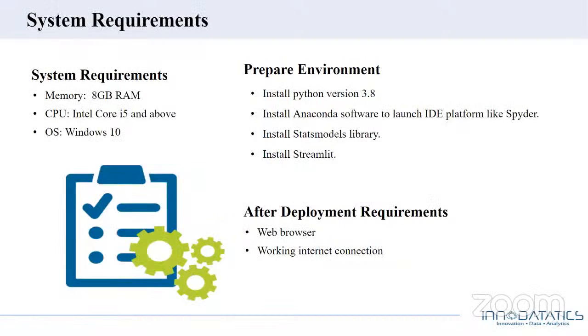For processing the data we need a system with minimum 8 GB RAM memory, a minimum Intel Core i5 processor, and a Windows 10 operating system. To prepare the environment for developing our code, we need to have Python version 3.8 installed in the system. Also, we need to install Anaconda software to launch the IDE like Spyder. We also need to install packages like statsmodels and Streamlit for developing the model and for the front end. After deployment, we only need a system with working internet connection and a web browser to access the application.